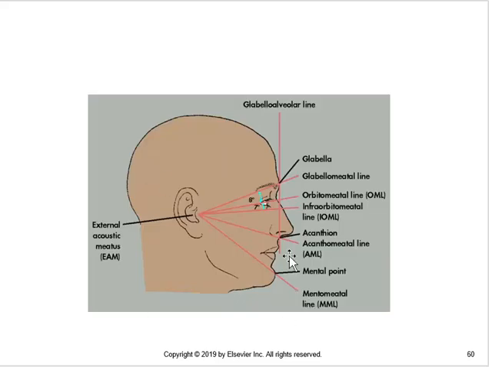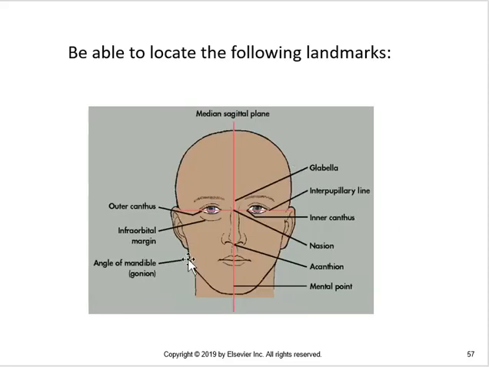So mentomeatal line, acanthomeatal line, infraorbital meatal line is here. The orbital meatal line, which is also referred to as the radiographic baseline, because that's the line that we use most of the time for positioning. The glabellomeatal line, and then we looked previously at the interpupillary line here, going in between the pupils.